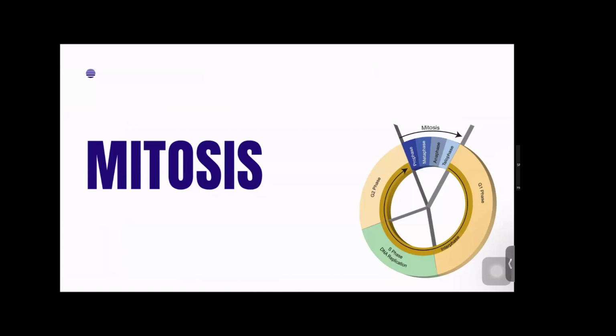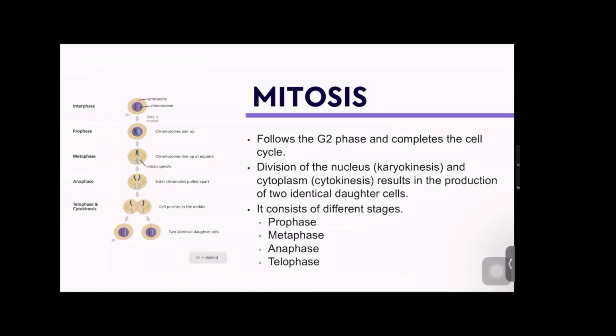Now let's go to your mitosis. Once the cell has completed interphase, it enters mitosis, the process of dividing the cell equally between two daughter cells. This phase is divided into four main stages, followed by cytokinesis or the cell splitting process.